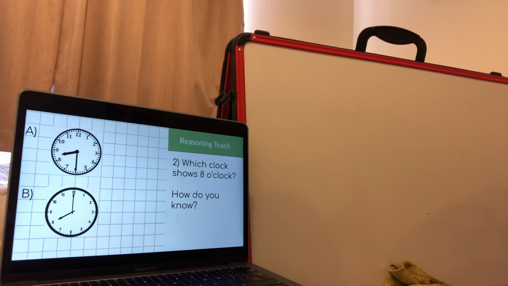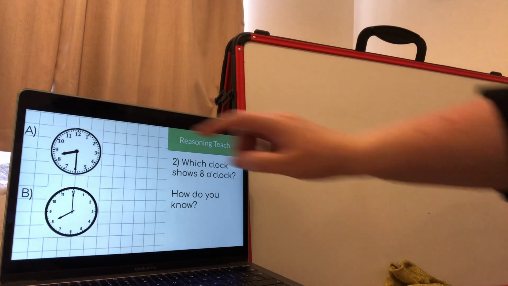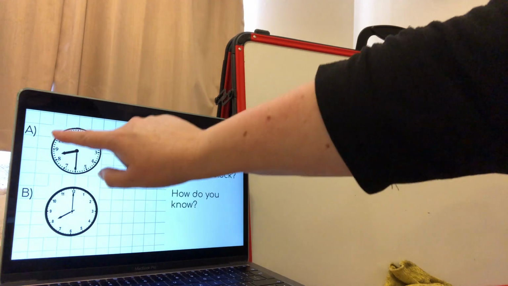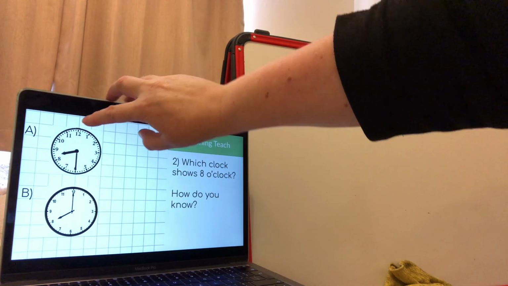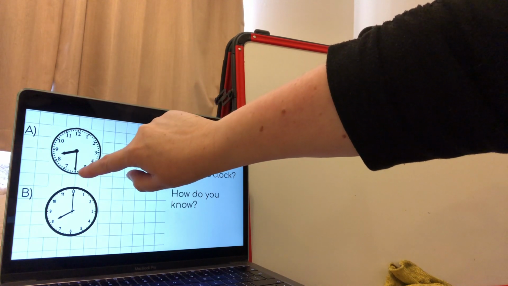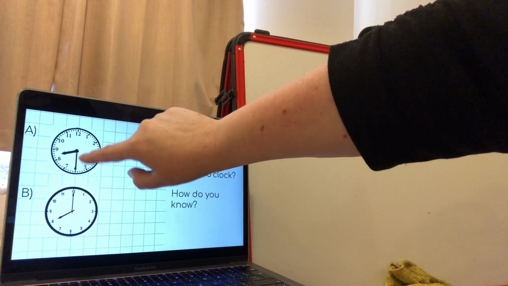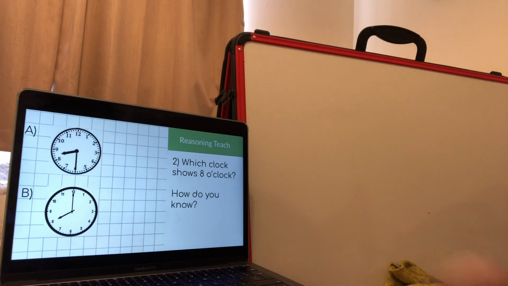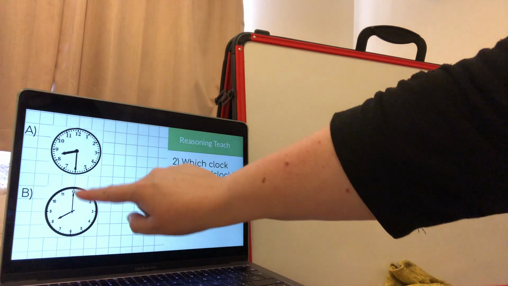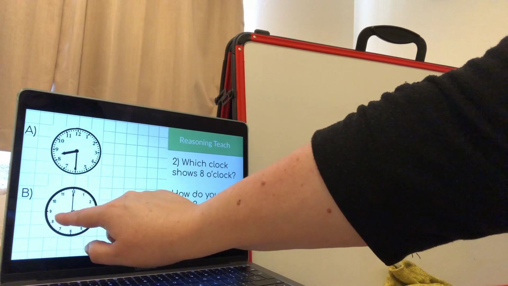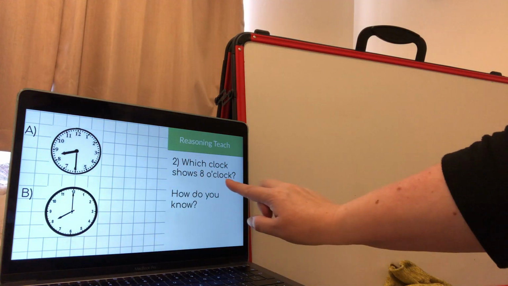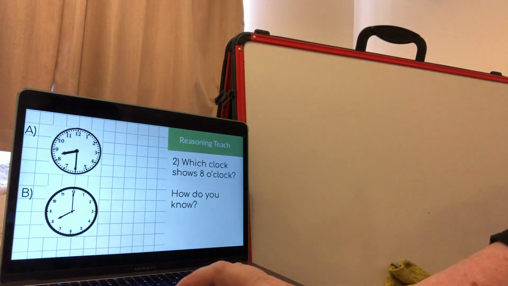Question 2, which clock shows 8 o'clock? Well, in the first clock, A, there isn't a hand at the top, so it can't be o'clock. The minute hand's at the bottom. It's never at the bottom for o'clock, so that's definitely not 8 o'clock. What about the second one? Yep, the minute hand's at the top, o'clock. The hour hand's on 8 o'clock. So the clock that shows 8 o'clock is B.